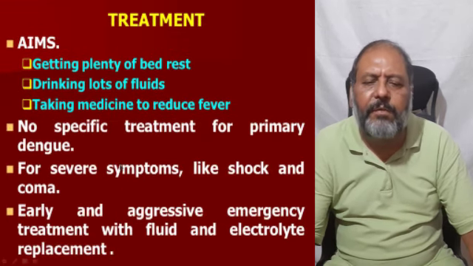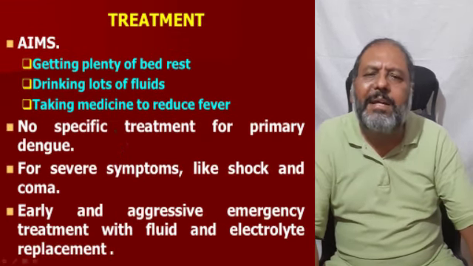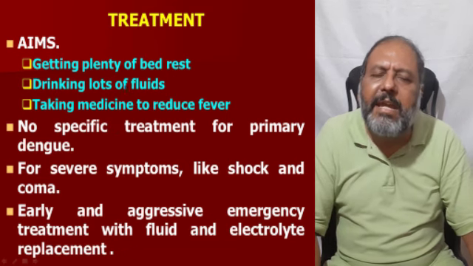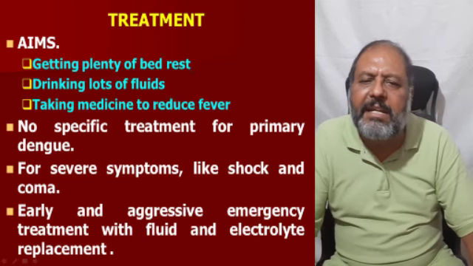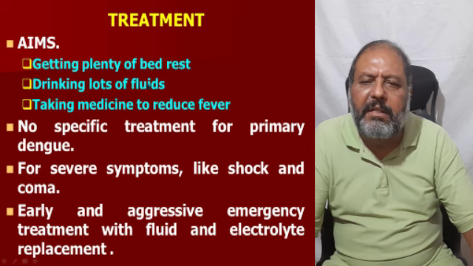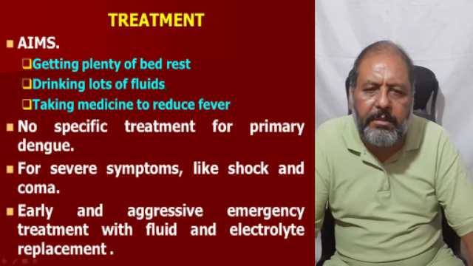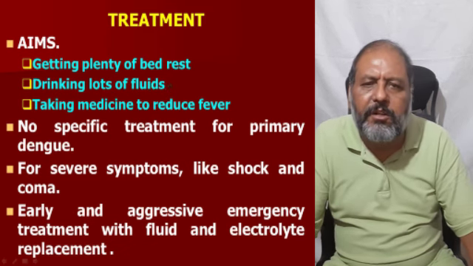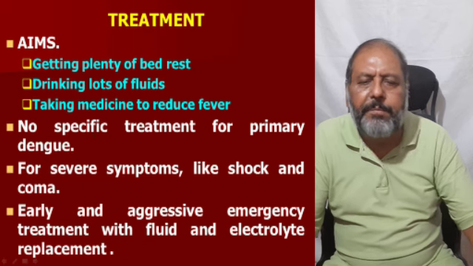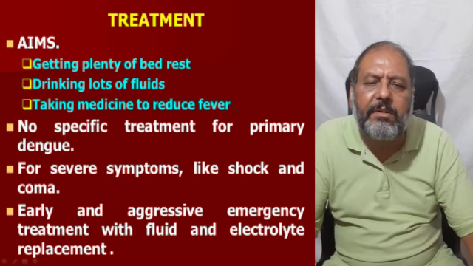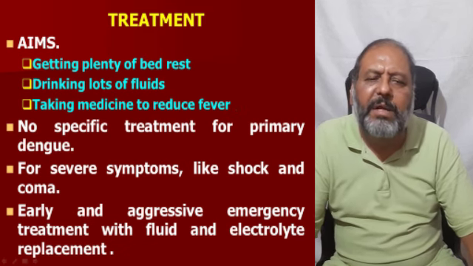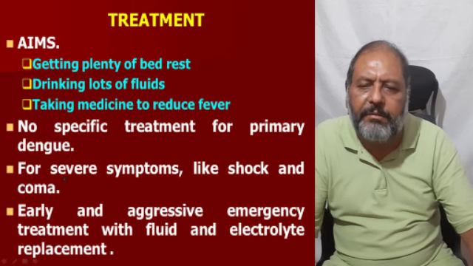Now, differential diagnosis: the illness may be clinically indistinguishable from influenza, measles, or rubella, but the tests are going to confirm your suspicion of dengue. Now, coming to the treatment, what are the aims of the treatment? Getting plenty of bed rest, drinking a lot of fluid so that fluid replacement is very important, and taking medicine to reduce fever. There is no specific treatment for primary dengue fever.